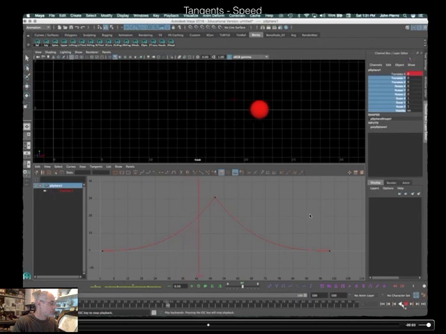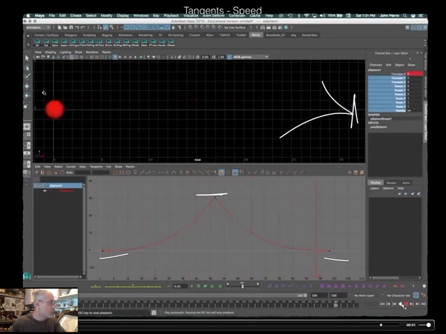And here's your typical bounce on the side, right? There's your bounce, which is this key, and there's your bounce. Boom. Coming in and coming out fast, slowing in and slowing out. On this side, once again, we're coming in flat, we're coming out flat, so there's our slow in and our slow out.